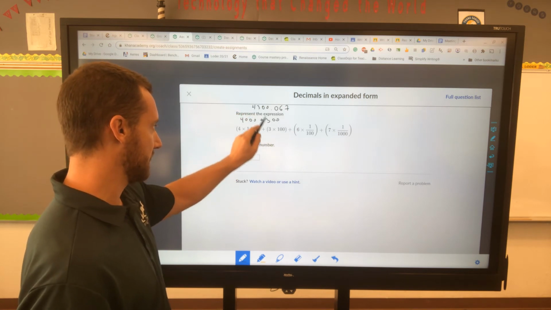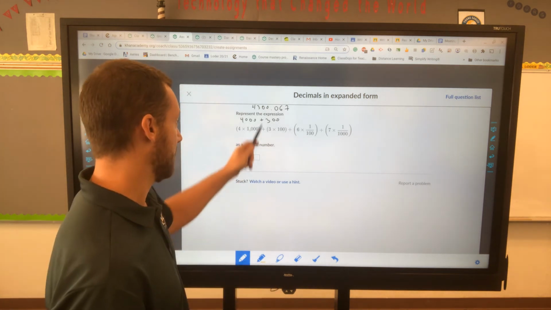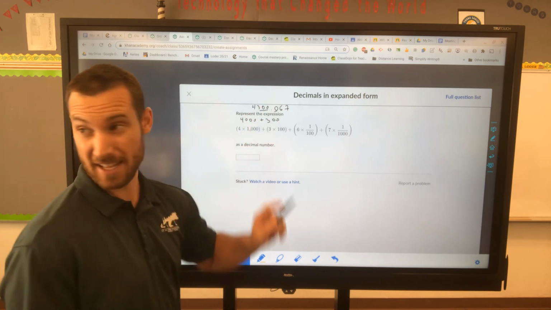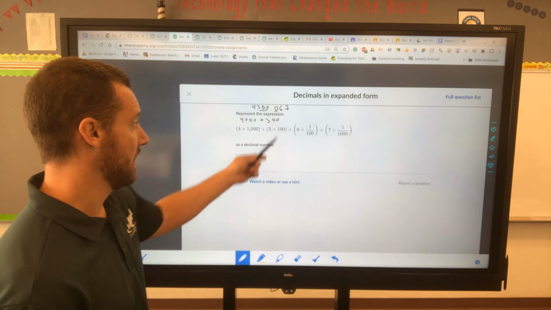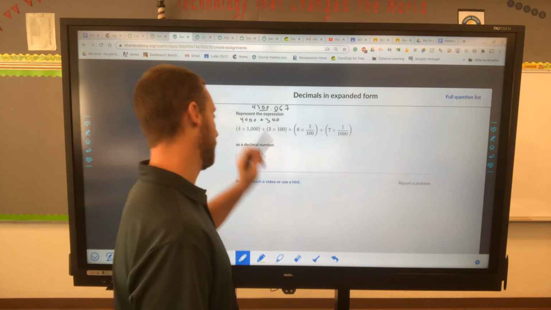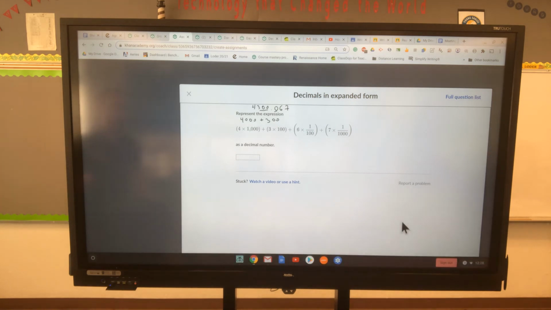So in this case, we had 4 times 1,000 gave us this 4. 3 times 100 gave us that 3. We didn't have anything times 10 or anything times 1. So that's why we're going to put zeros right here. And then we don't have anything times 1/10. So we're going to put a 0 there as well. And then we have 67 thousandths. So your answer here is 4,300 and 67 thousandths.